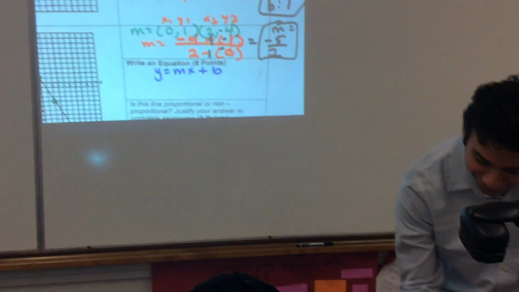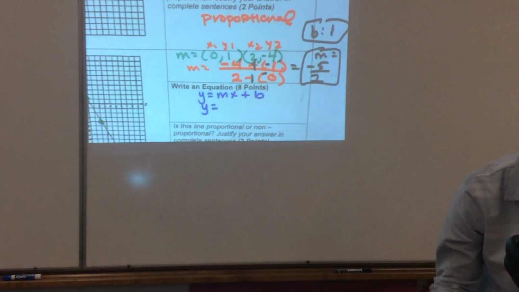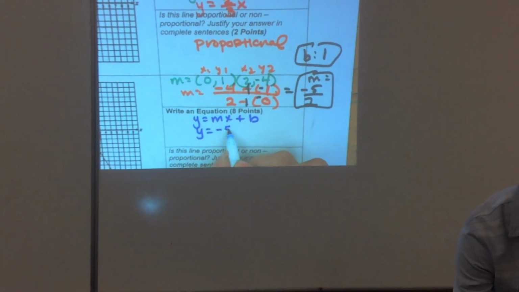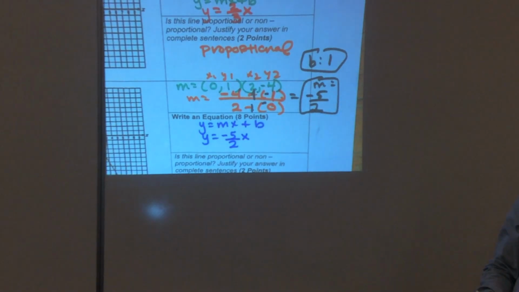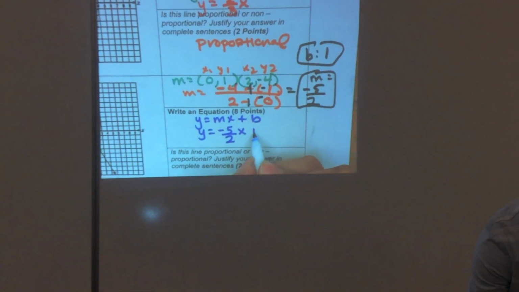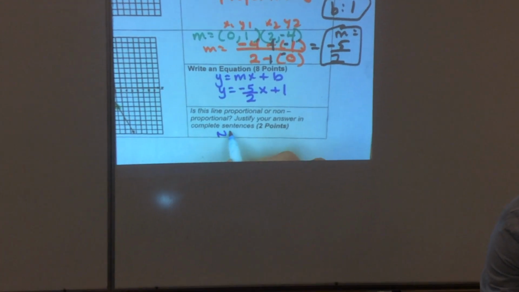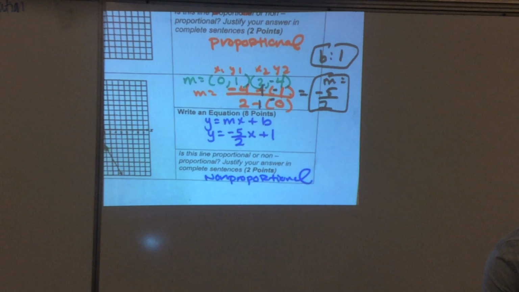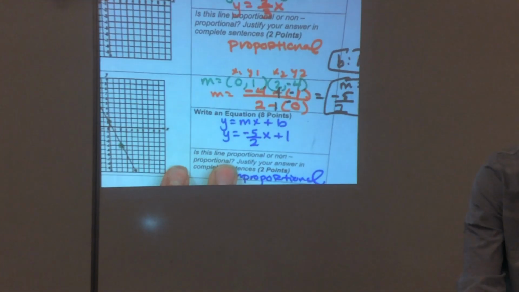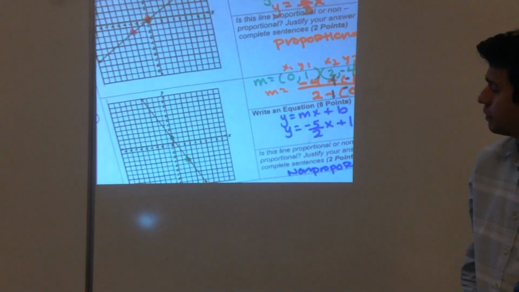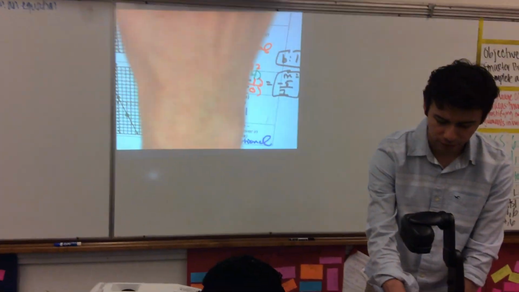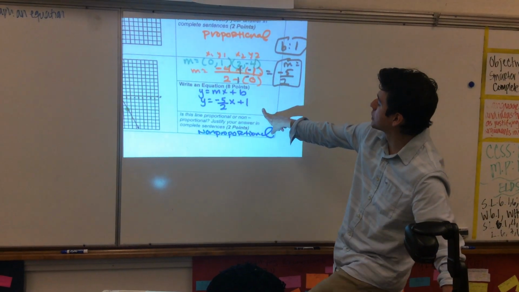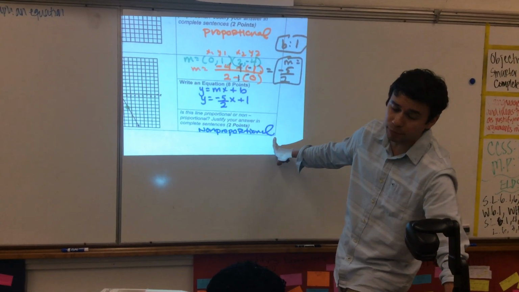Something got in. Y equals, instead of the M, you're going to put what? -5/2. -5/2 X. And instead of a B, you're going to put? +1. And I know that this is non-proportional. Okay? So the answer for number 5, I'm going to put it right here. Pay attention. The answer for number 5 is Y equals -5/2x plus 1, and it is non-proportional.